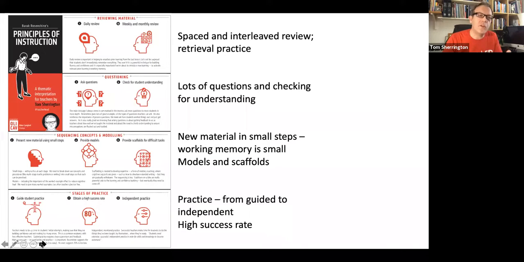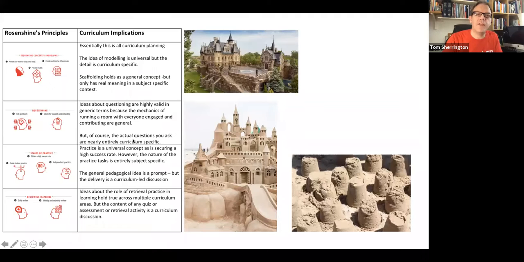But of course, all of those are totally generic, and none of them actually make any sense unless you are talking about the material that is involved. So I did a thing recently. I was going to talk about this slide for a minute here, talking about the curriculum implications of Rosenshine. It's one of my more recent blog posts. And really all of it is a curriculum-based thing.